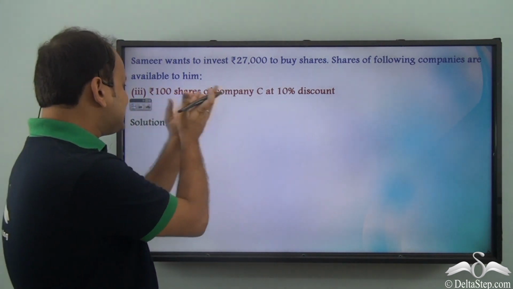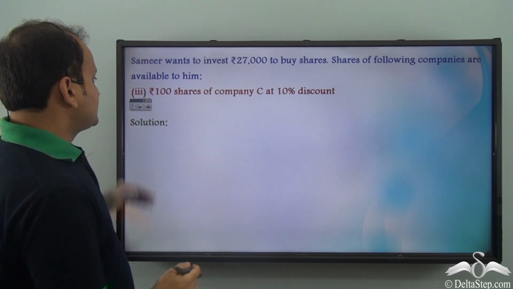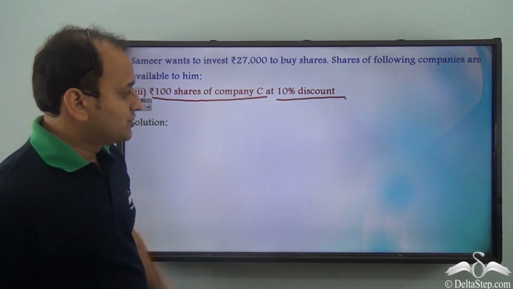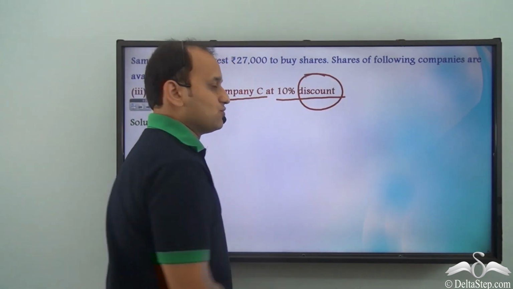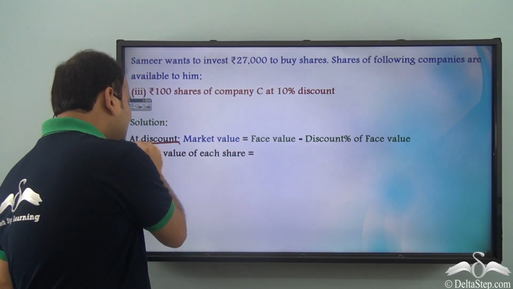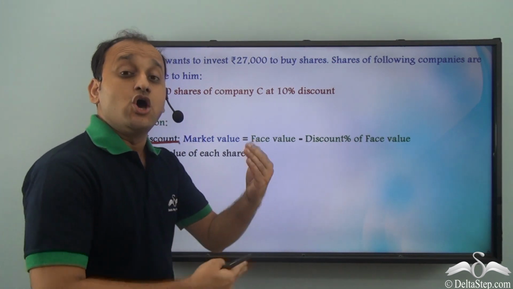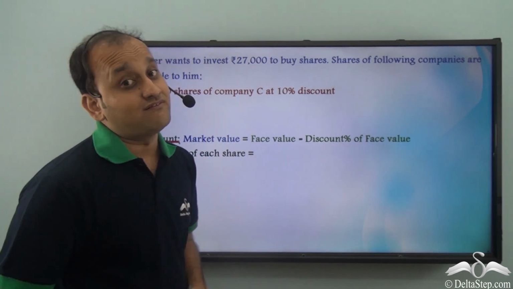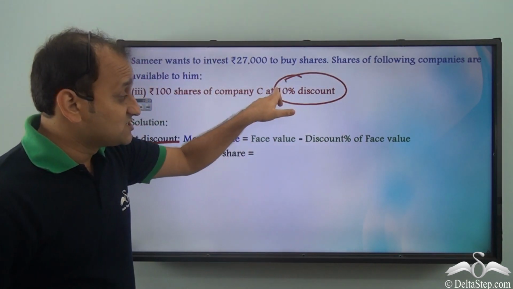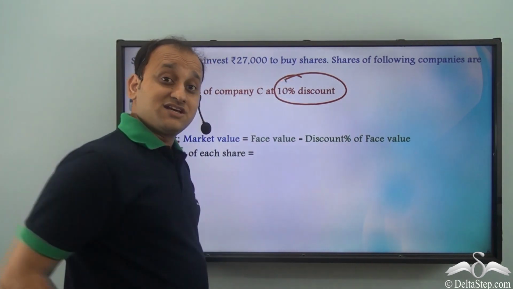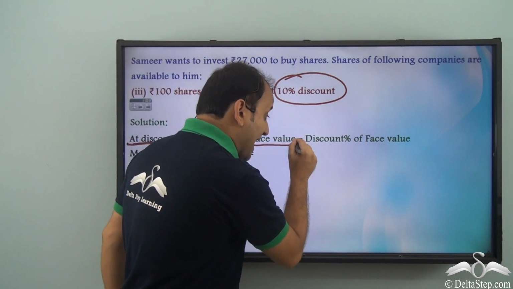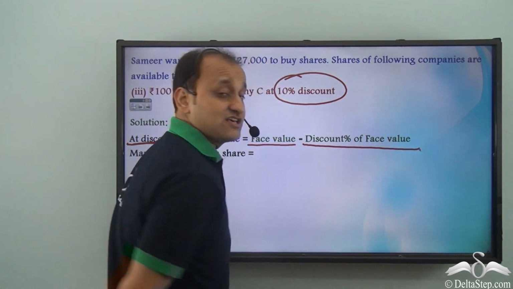Now let's come to company C. Here it's rupees 100 shares of company C at 10% discount. So here we are talking about discount. So what is the meaning of this? Well, when we talk about at discount, it means that market value is lower than the face value or the nominal value. So we'll have to subtract this percentage. And this is percentage of what? This is percentage of nominal value or face value. So it will be face value minus discount percentage of face value.